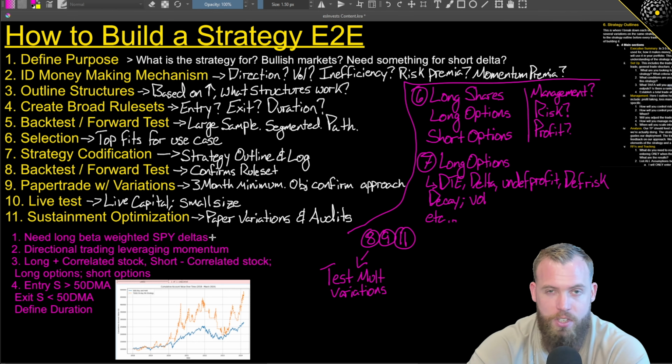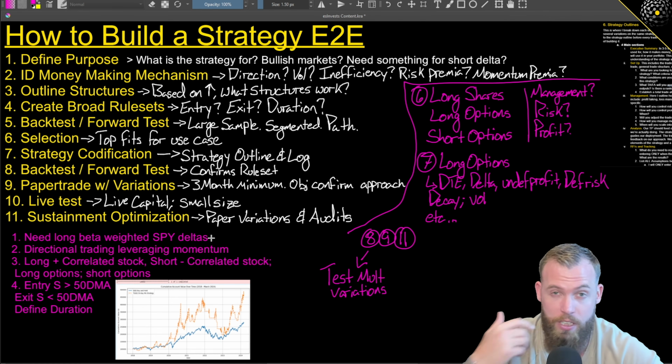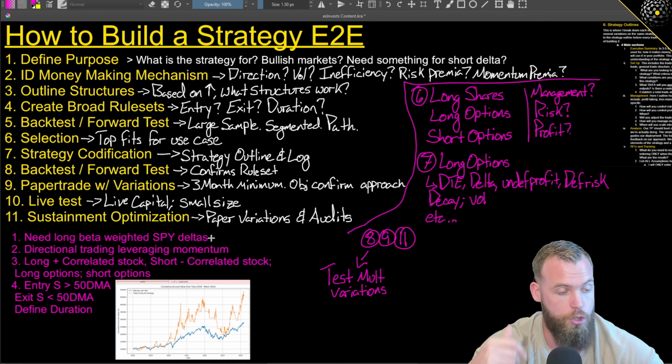So that means I need something that goes up when the S&P 500 goes up. This can be whatever you want. This could be you need negative beta weighted SPY deltas so that you have some uncorrelated or non-correlated returns. You could also say that I need non-correlated returns to the S&P 500, whatever the use case is that you need for your portfolio.